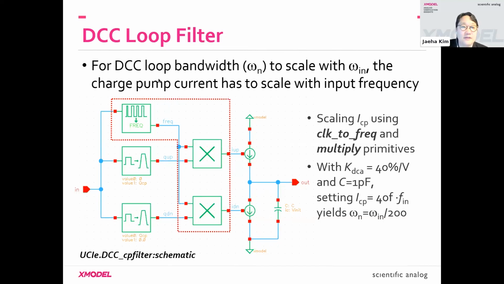Again, we like to keep the loop bandwidth of the DCC not constant in this case, because the frequency of the input clock is changing. So we like the loop bandwidth of the DCC to scale with that input frequency. And it turns out that to do so, you have to scale the charge pump current proportionally with the input frequency. So we use the same technique that I showed before that will measure the frequency of the input clock and scale the charge pump current using these primitives. Of course, you can do this again by taking the N value from the PLL and then scaling the charge pump accordingly.